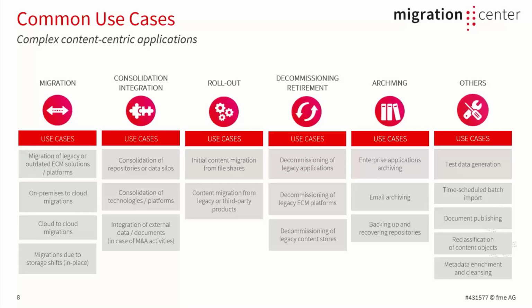We also do archiving. So once you start to migrate into a new system, why not archive older and not used data into an archive? So you can split the data. So enterprise applications can be archived. You can do email archiving and backup and recovering repositories. Some other use cases we do have are test data generation and timescale batch import. Also, we do reclassification of content objects, and of course, metadata enrichment and cleansing, making sure that the data is better when you migrate into a new system.